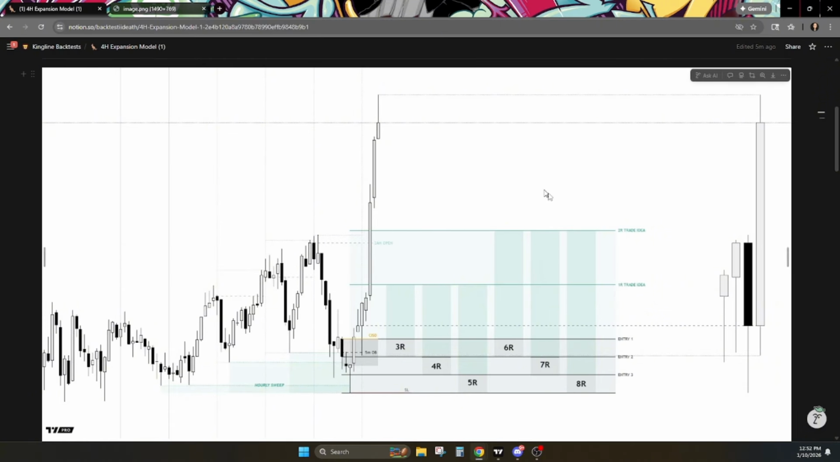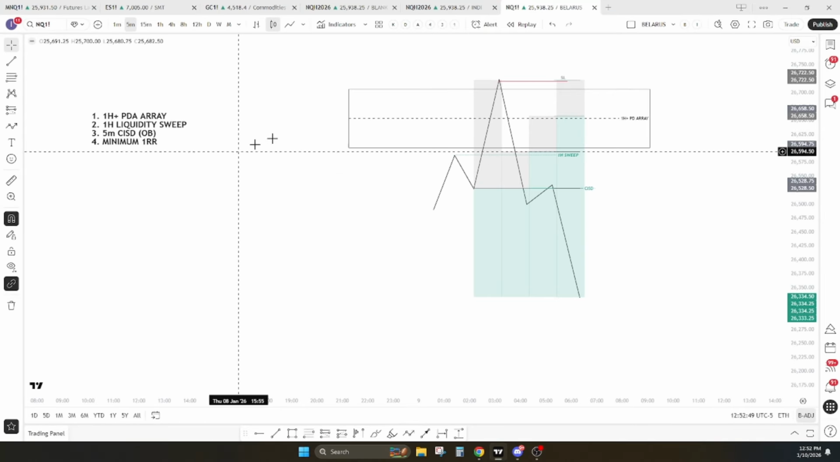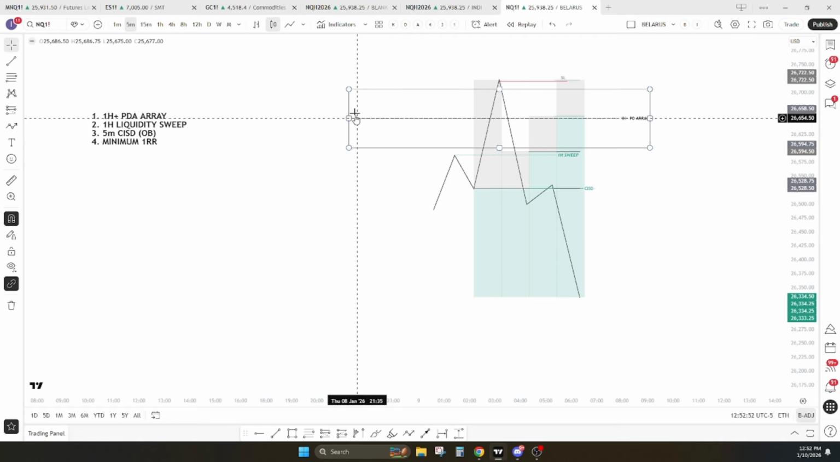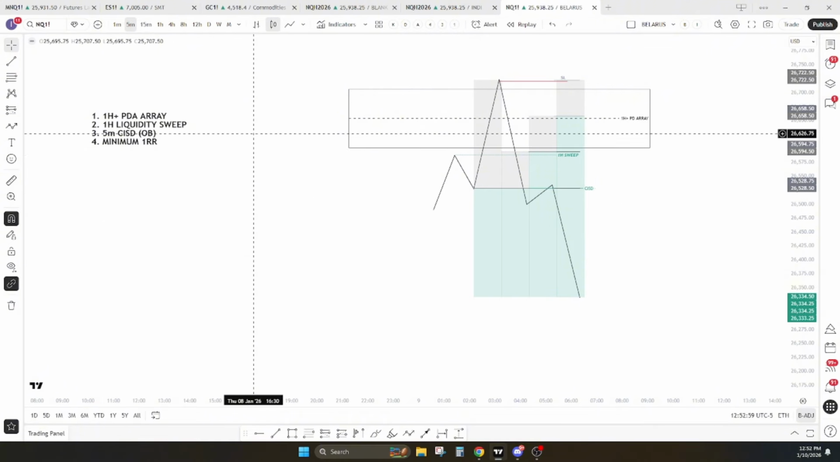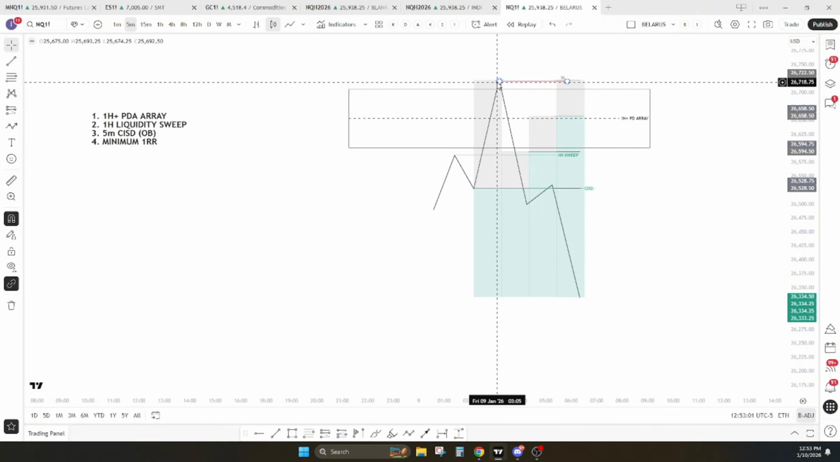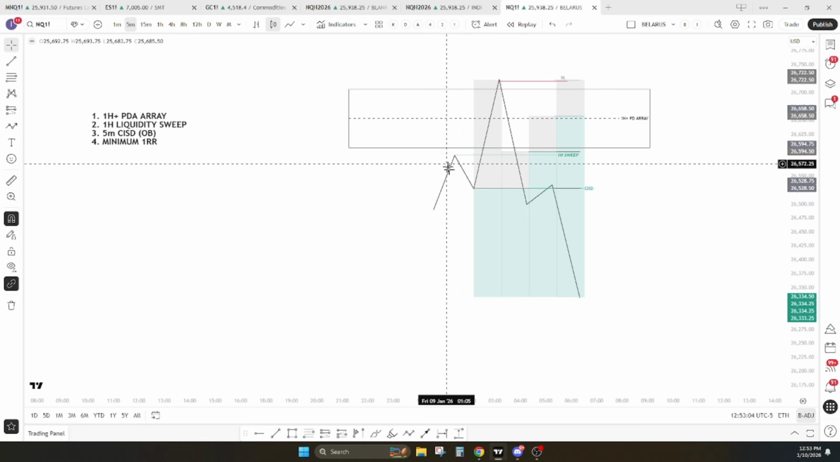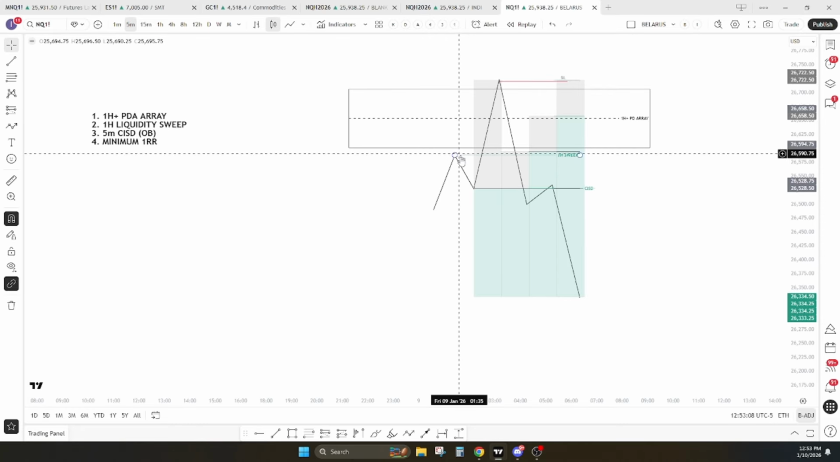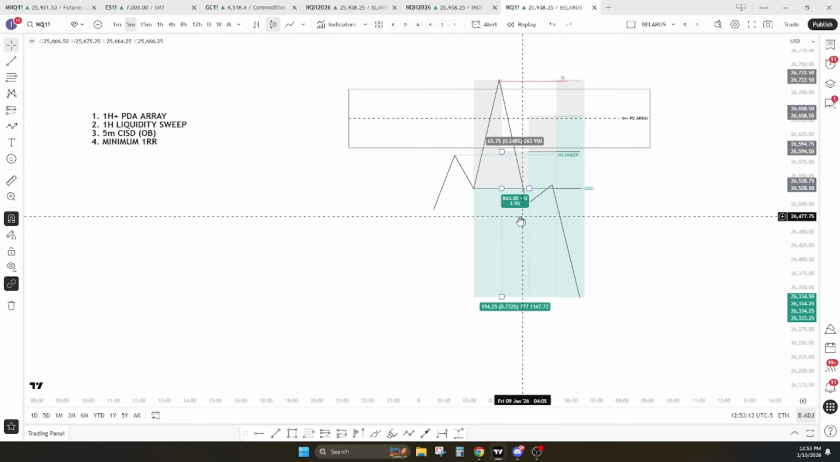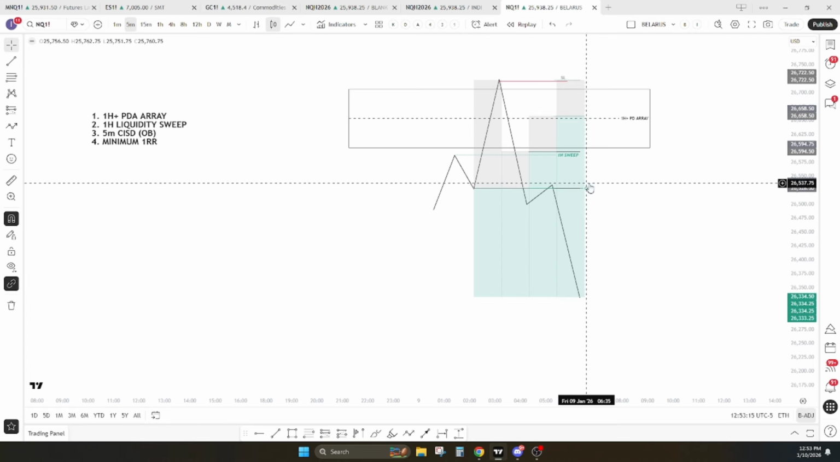A really quick explanation of the model: we are waiting for a 1 hour PD array. I'll jump into the chart here. We're waiting for a 1 hour or more PD array, so this can be a 1 hour, 3 hour, 4 hour, daily, weekly, monthly. After we tag that PD array, we're waiting for a sweep of a 1 hour. So when we trade into that PD array and trade lower, we ideally want to be trading below an hourly high. After we trade below the previous hour high, we're waiting for a 5-minute CISD.